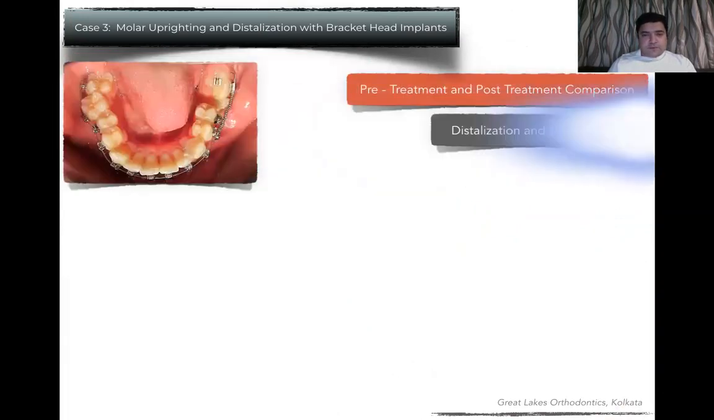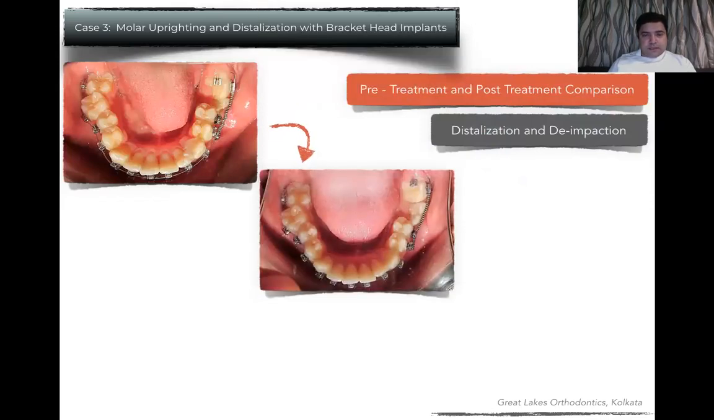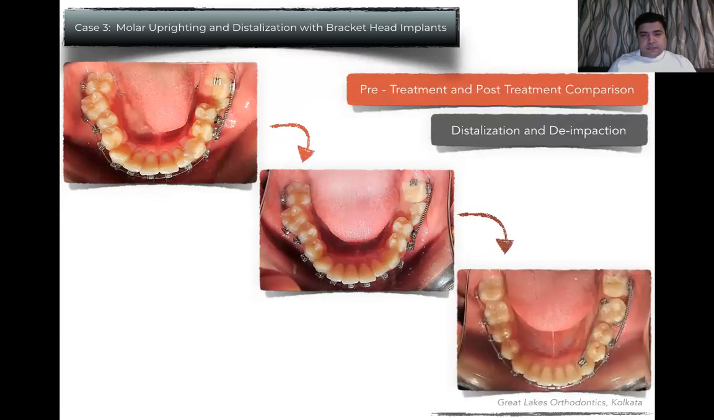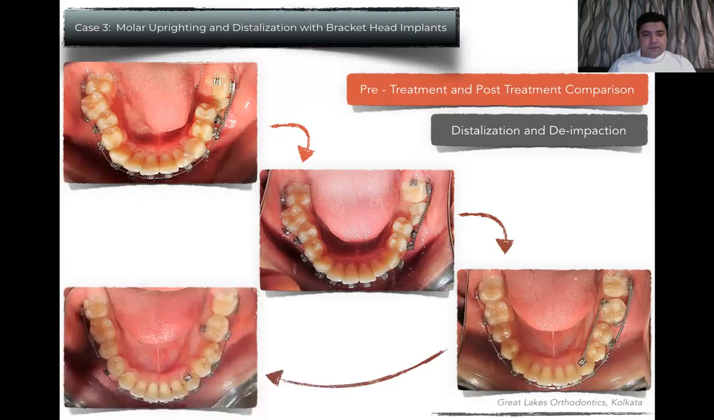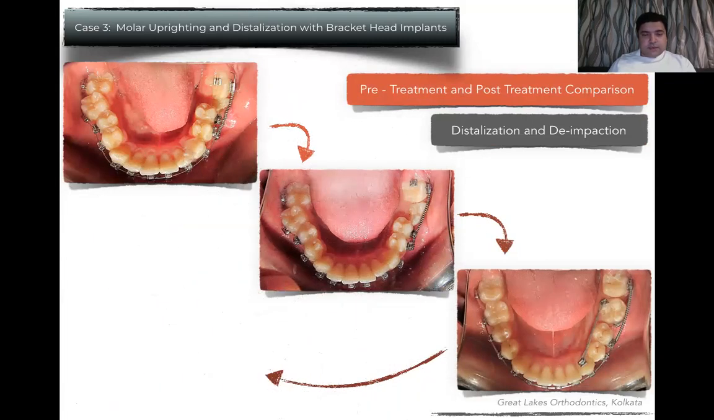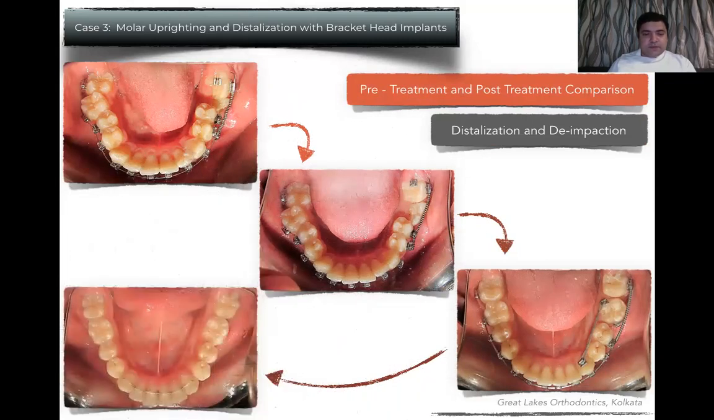From the occlusal point of view, let's recap a bit about distalization and de-impaction. So we had a bracket head implant, we distalized it. We see the 3.7 popping up. We derotated the 3.7 and then brought them into line, and a perfect alignment of teeth was attained.